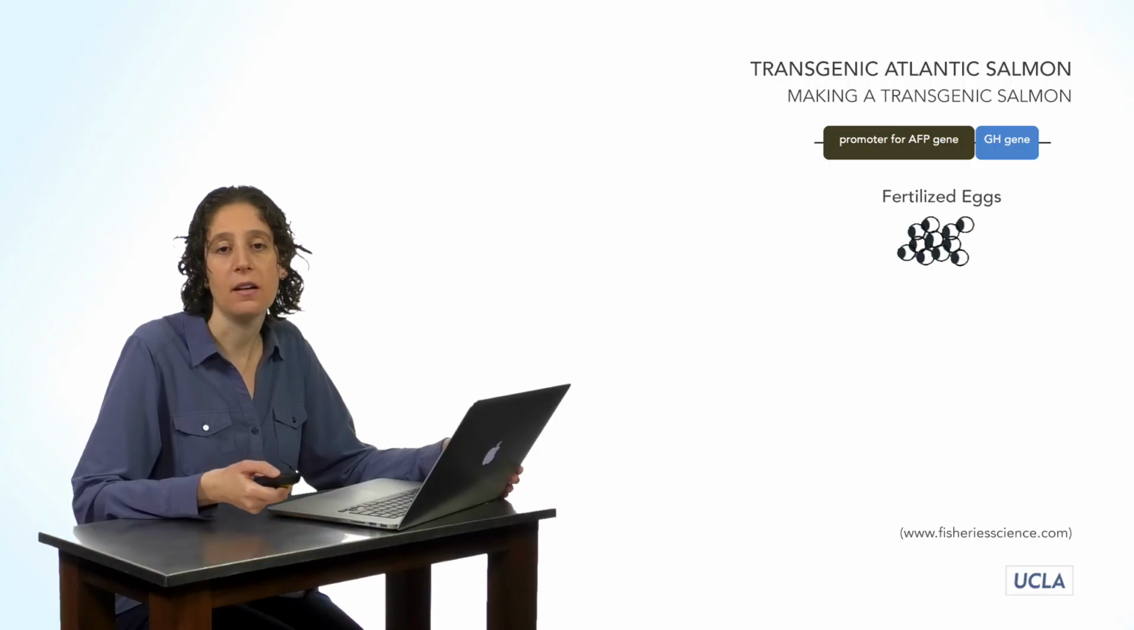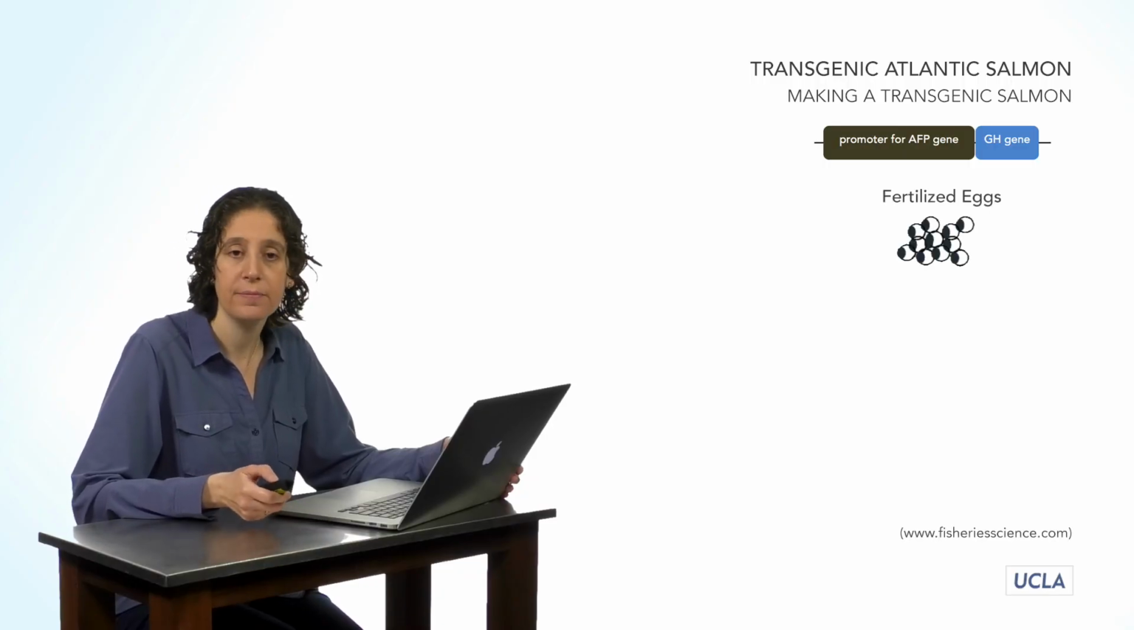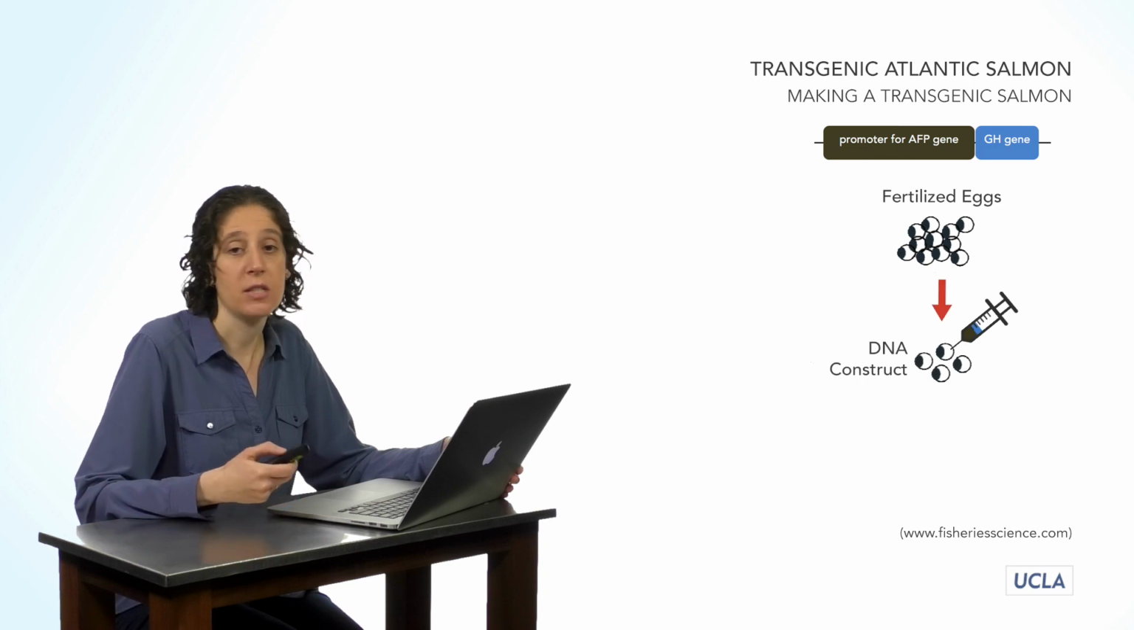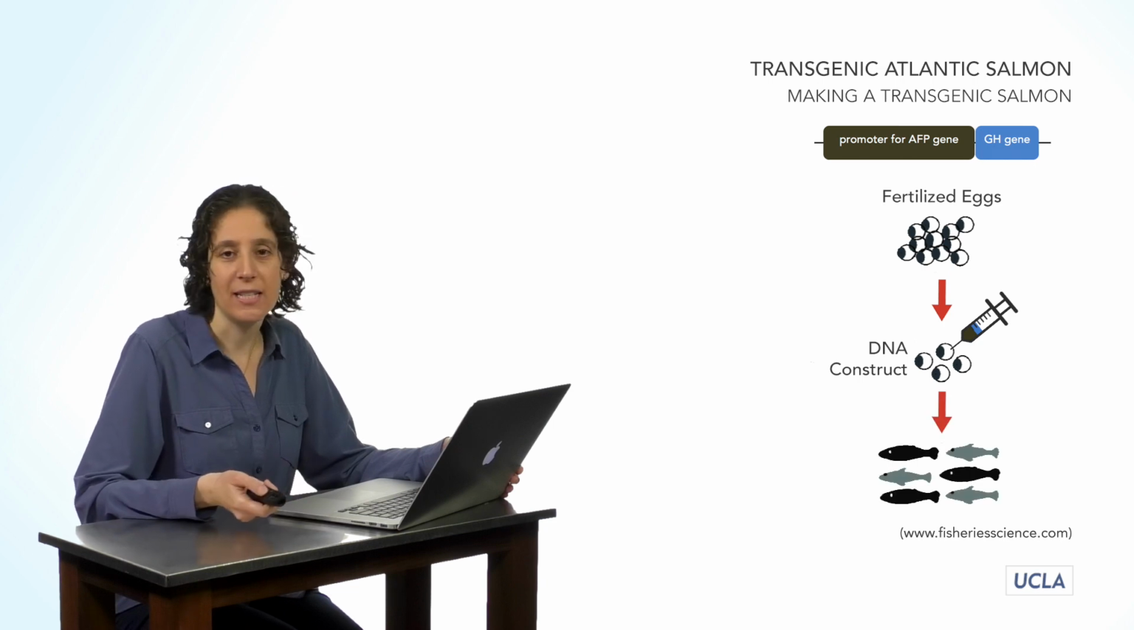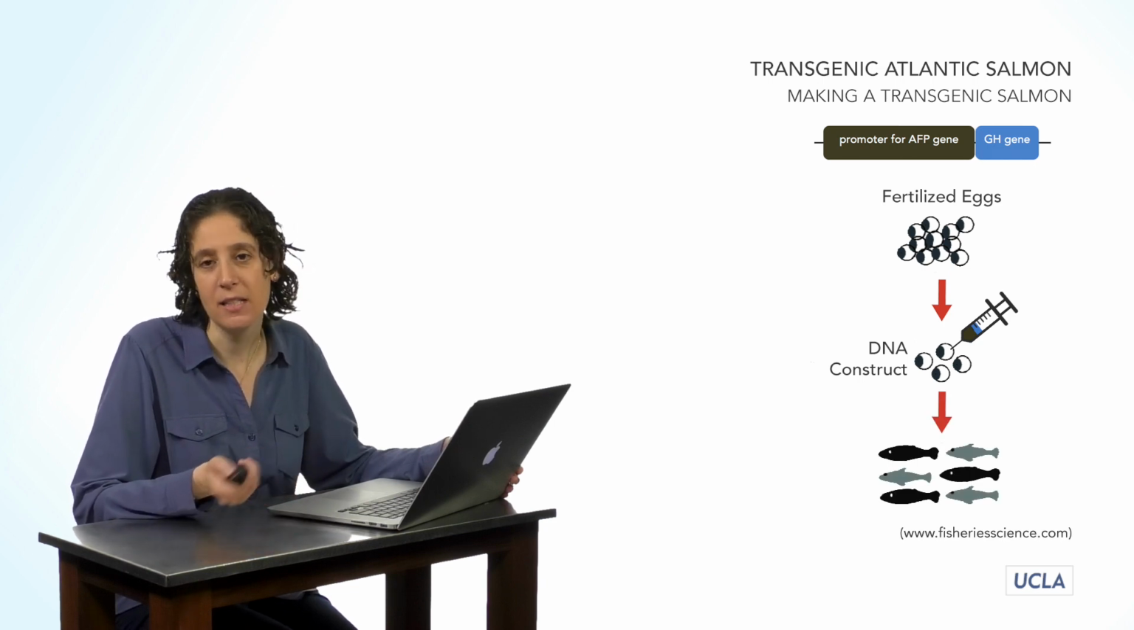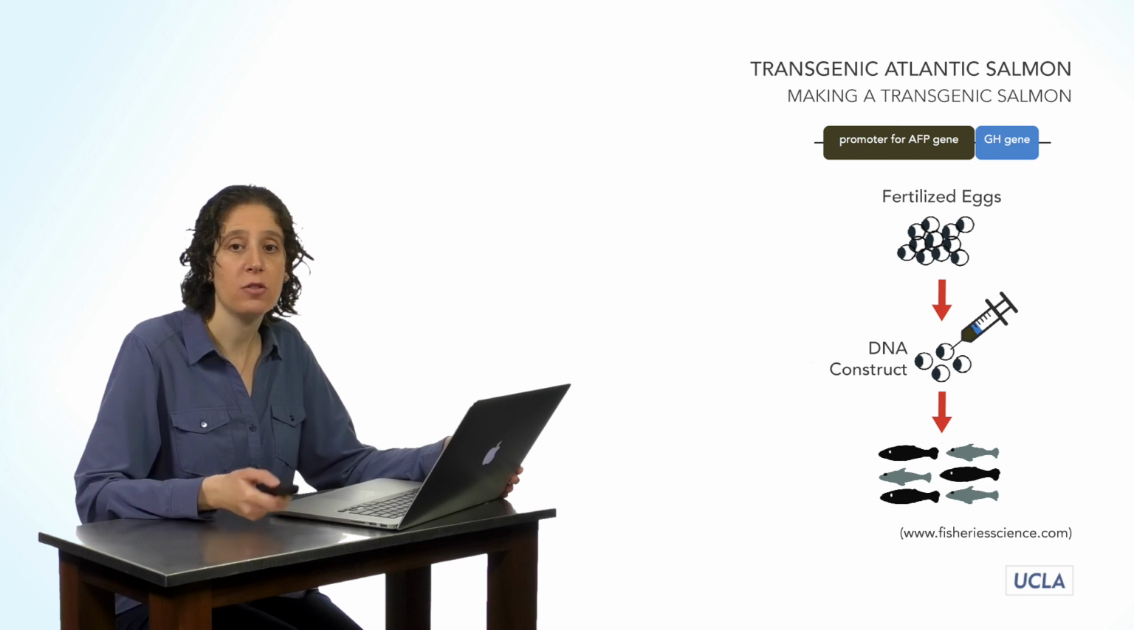Once you have this DNA construct, the next step is to inject it into salmon eggs. So let's briefly take a look at how you do this. First, you take fertilized salmon eggs. Then you just inject the DNA construct into the fertilized eggs. And then you let the fertilized eggs grow up into fish, and a subset of these fish will have incorporated the transgene into their genome and will be transgenics.